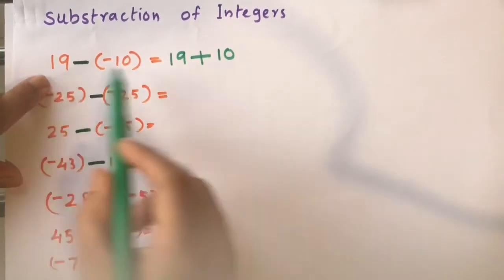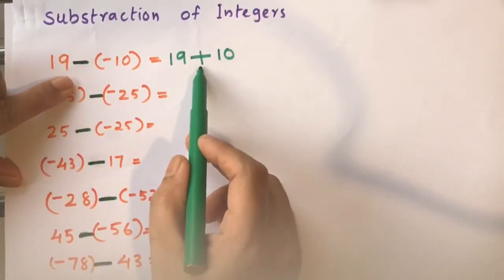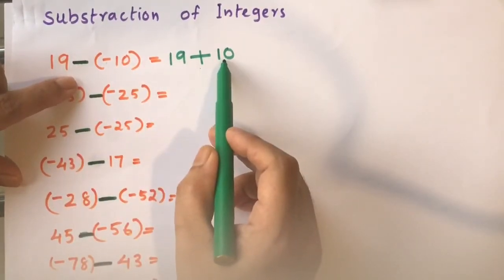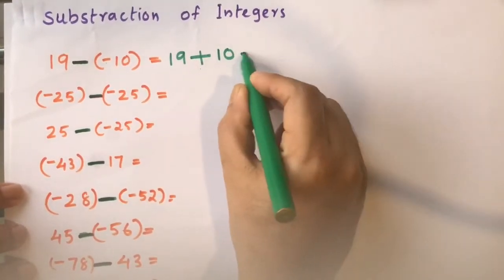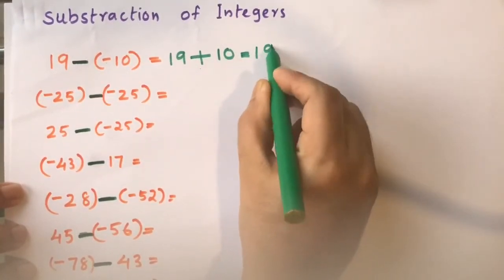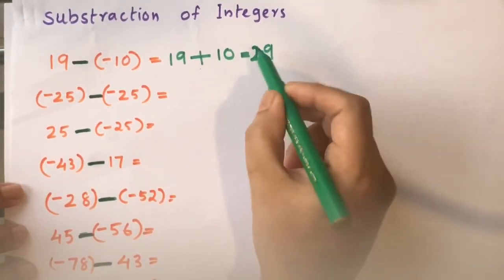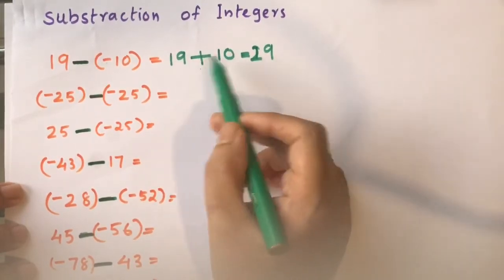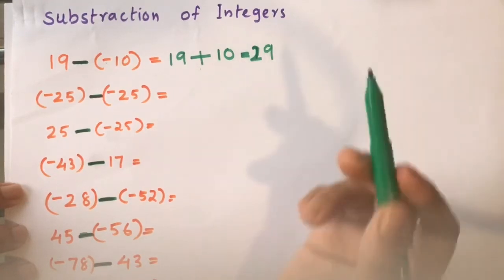First write the first integer in the same way. Then change the operation. Then change the sign of the second integer. So now it is negative 19 plus 10. So the normal way, the answer is 29. 19 plus 10 is 29. Here both are positive, so the answer will be positive.